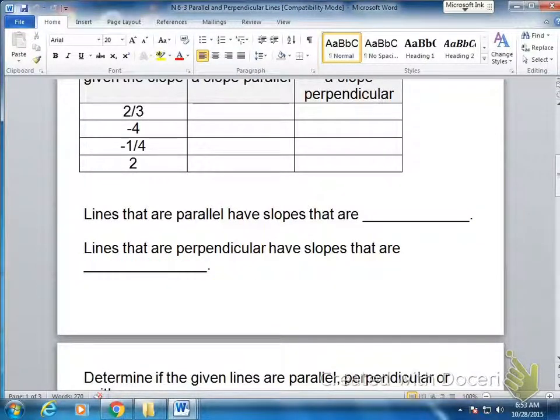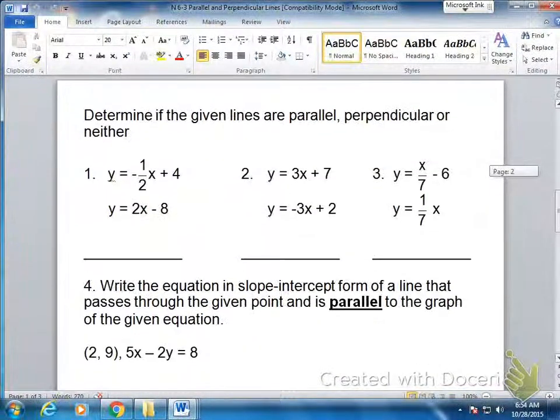Let's move down the page just a little bit here. We've got a couple of questions here at the top. It gives us equations. It shows us their slopes. It wants you to write down whether they're parallel, perpendicular, or neither. So let's look at the first one. Now, remember, to tell if they're parallel or perpendicular, we've got to look at the slope. So I'm going to circle the slope on the first equation and the slope on the second. One of the slopes is -1/2. One of the slopes is 2. Those are opposite reciprocals, so they're perpendicular.